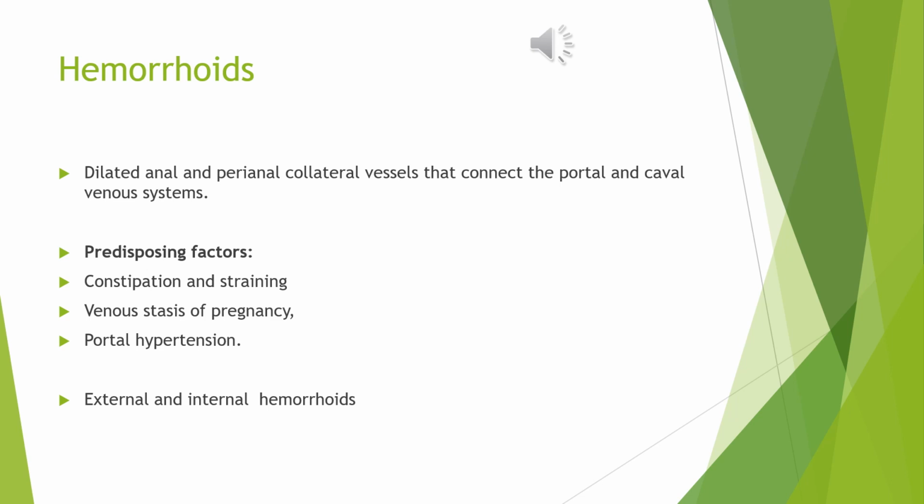The predisposing factors for hemorrhoids, as I said: portal hypertension is an important predisposing factor, with the causes of portal hypertension being liver cirrhosis or schistosomiasis. Other common causes of hemorrhoids are chronic constipation and straining, which will increase the intraluminal pressure within the rectum and cause dilatation of these veins. Also, venous stasis of pregnancy is an important cause of hemorrhoids.